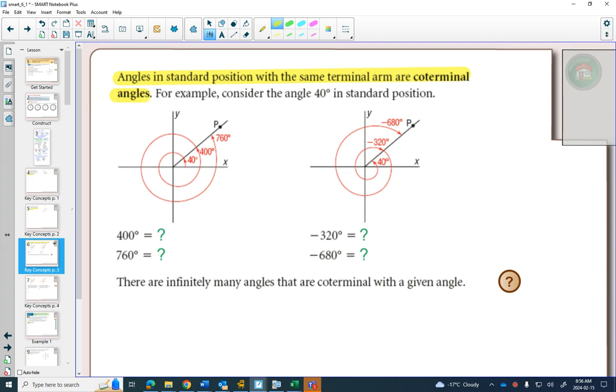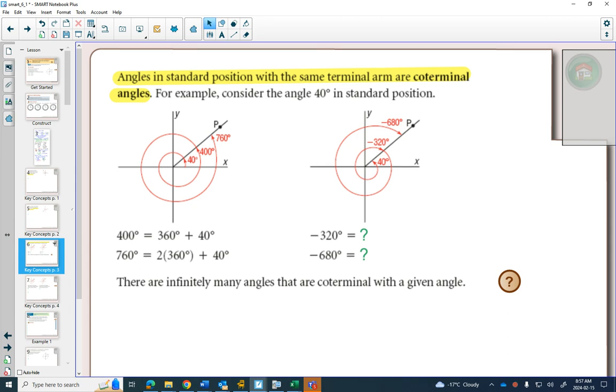So here they have 40, 400, and 760. And you could also go in the negative direction. 40, negative 320, negative 680. Does it make sense that 400 is 360 plus 40? Because if you are at 40 and you add one whole time around 360, you're going to get back exactly where you started. And if I add 360 twice, I'm going to get back to where I started.